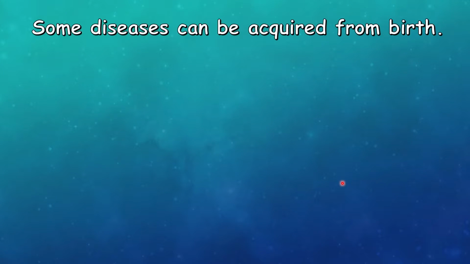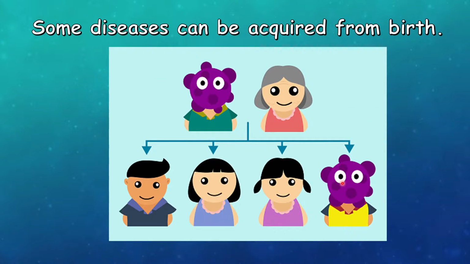Some diseases can be acquired from birth. It means maybe when you were born, you already have that disease. Maybe you got it from your mother or your father or your grandparents. For example, this one is you. Now you have your grandmother, grandfather. Maybe your grandfather had a disease.